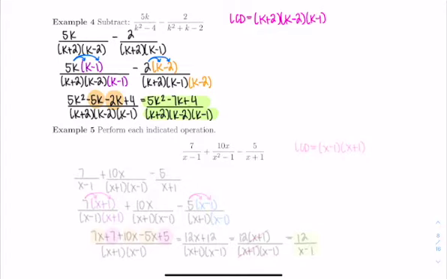And let's go ahead and try one more. Now we're combining addition and subtraction, but we still need to have an LCD for this to work. So we have 7 over x minus 1, which we can't simplify, plus 10x over x squared minus 1, but that can be broken down as x plus 1, x minus 1, and then minus 5 over x plus 1. And so my LCD in this case is x minus 1 and x plus 1.